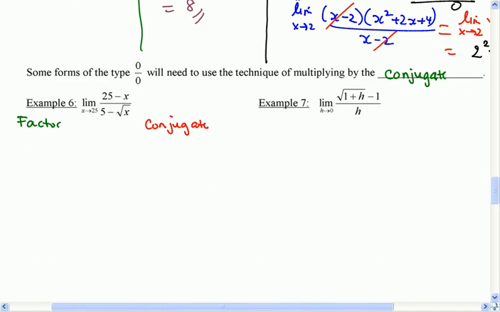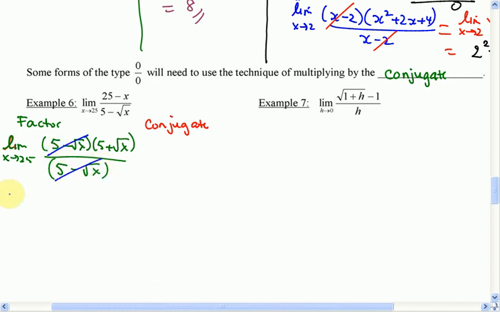Okay, let's factor. Limit as x approaches 25. Now, can you factor the top? If you can see that this is equal to 5 minus root x and 5 plus root x, that's great, because once again, you now are allowed to divide these out. And that's perfect because now I'm left with a nice, easy function, at least a square root function I can deal with. 5 plus root 25. What's root 25? That's 5. That's 10. We're done.